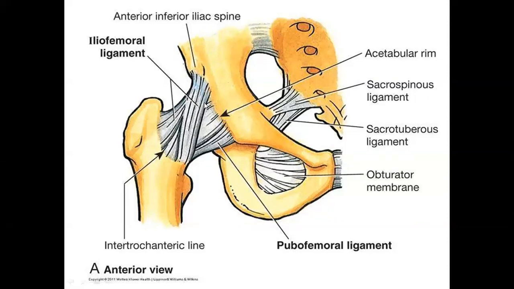Then talking about another ligament, that is the pubofemoral ligament. The pubofemoral ligament is a triangular ligament. Its apex is present below, whereas its base is present superiorly. Where is the base attached? It is attached to the iliopubic eminence, the superior ramus of the pubis, and the obturator crest. Here you can see this is the base. So it is attached to the iliopubic eminence, part of the superior ramus of the pubis, and the obturator crest.